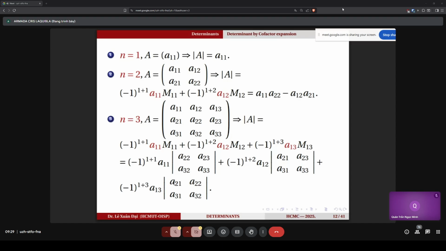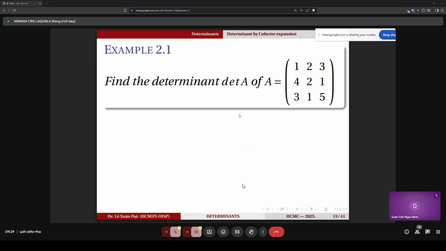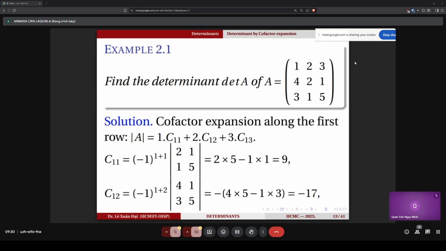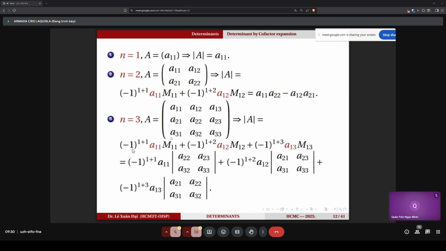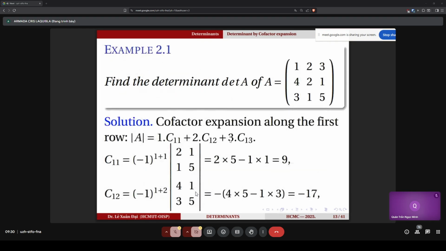Using the summation, next you have this one. Find the determinant of A if A is this matrix. Here we pick the first row. We have 1 times C11, 2 times C12, and then 3 times C13. Now we separate the computation like this. We separate the C11. But if you want to use this number 3 formula, it's fine. The results are still the same.